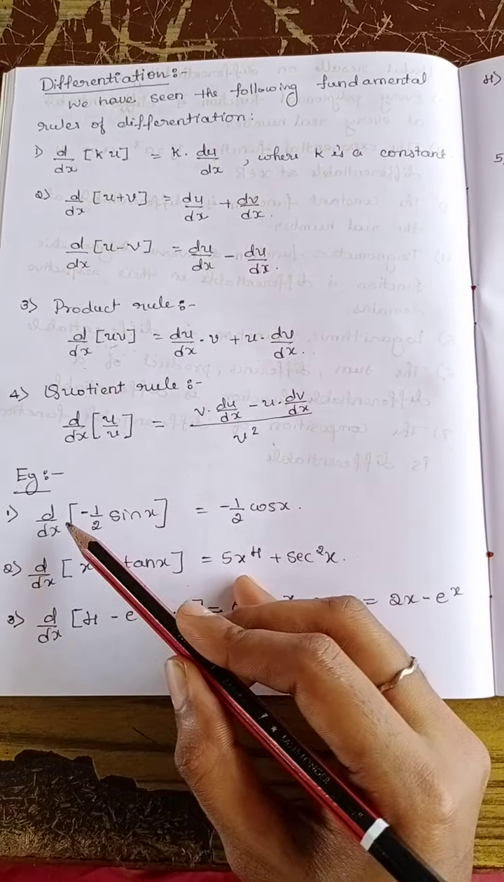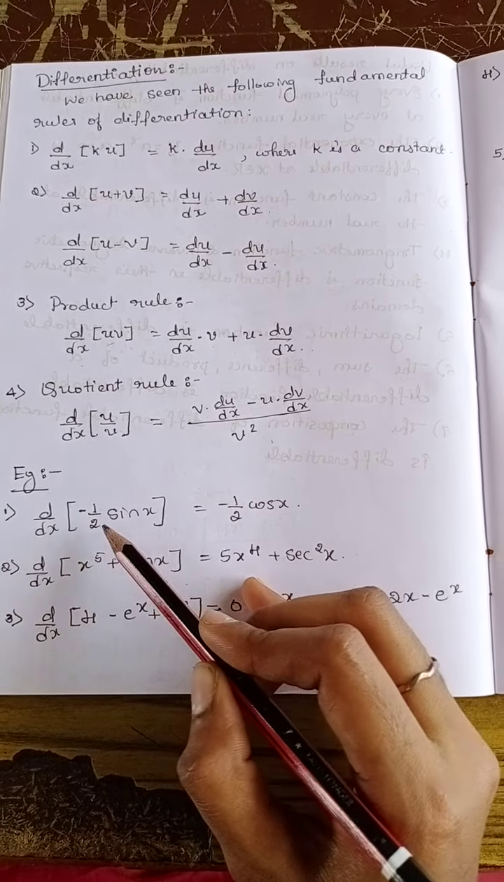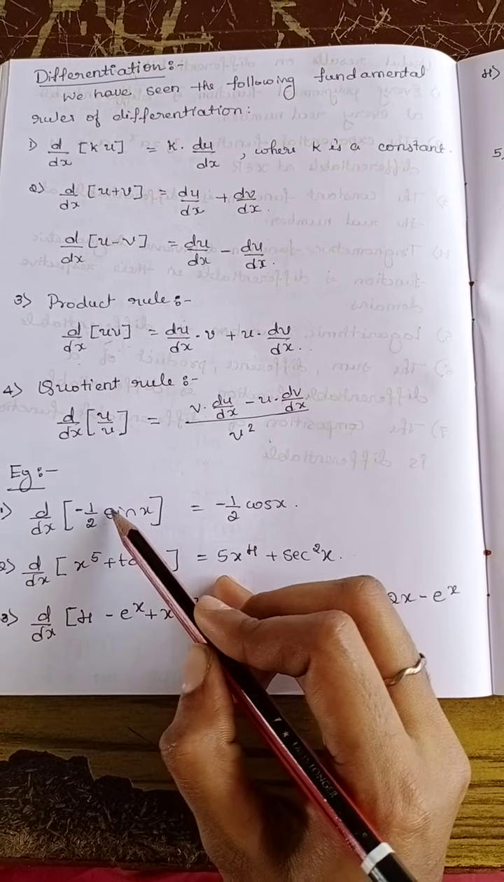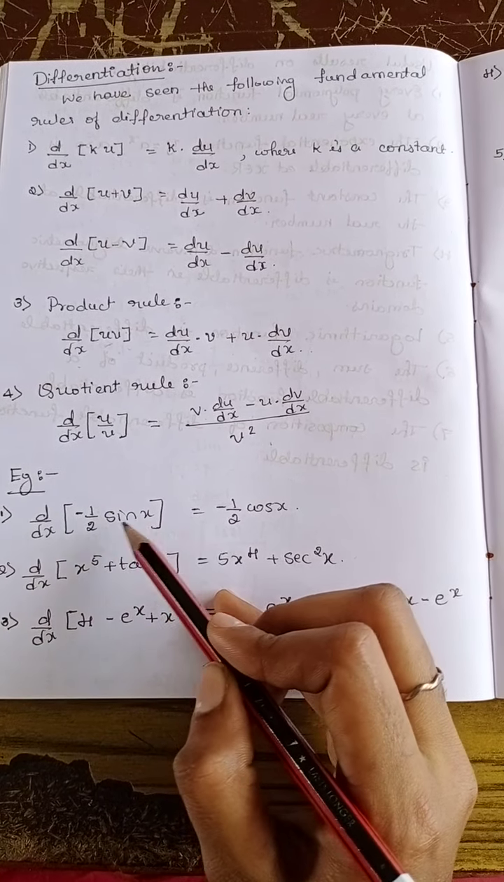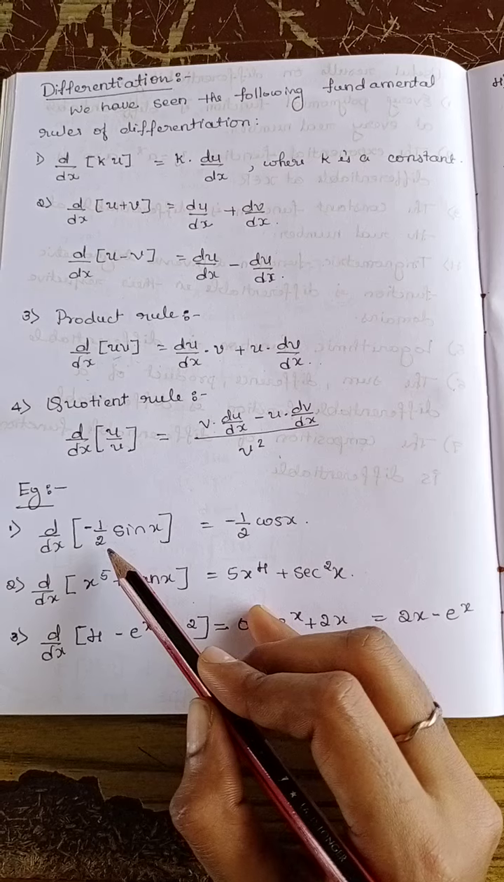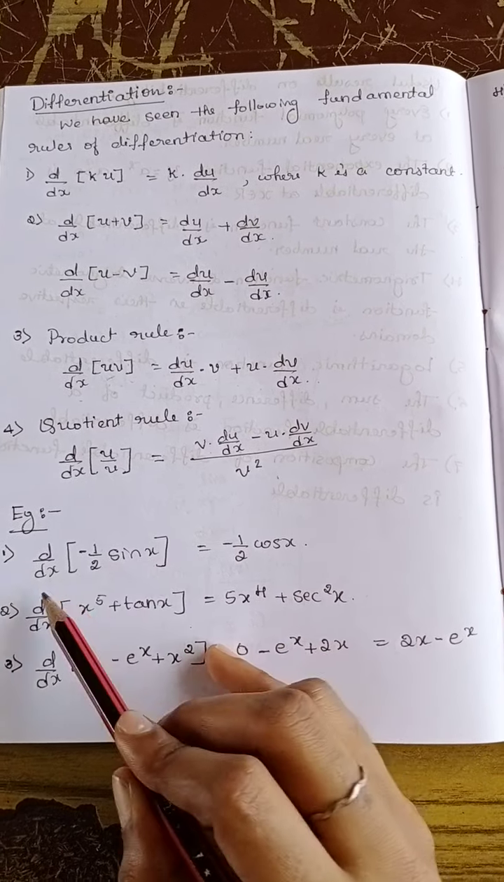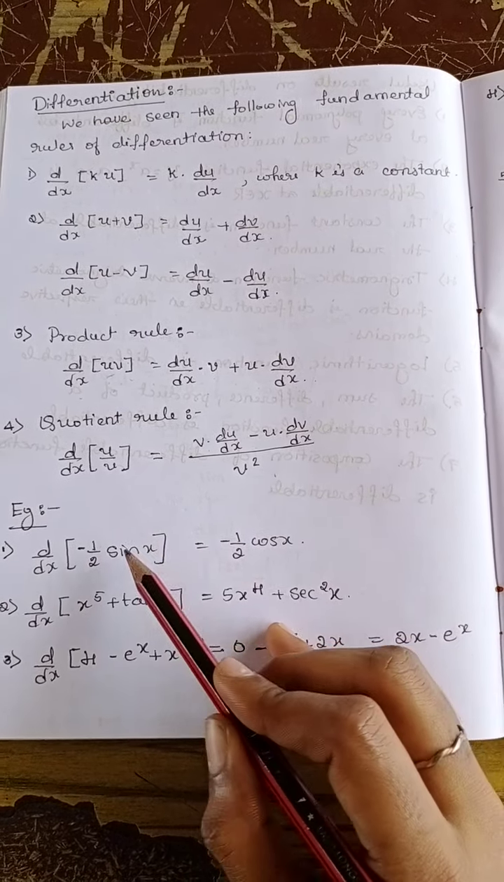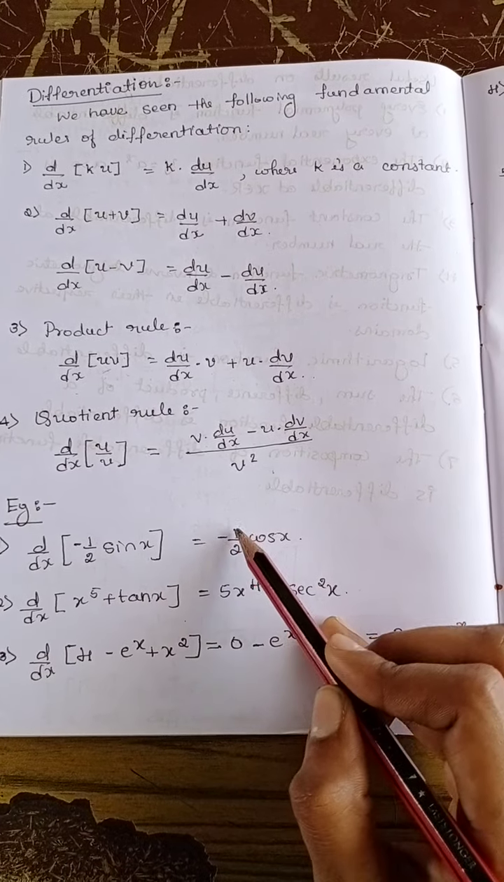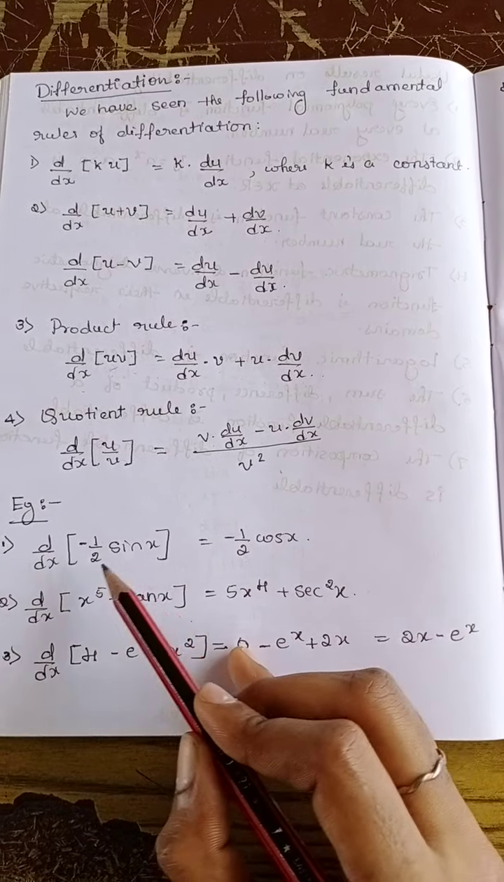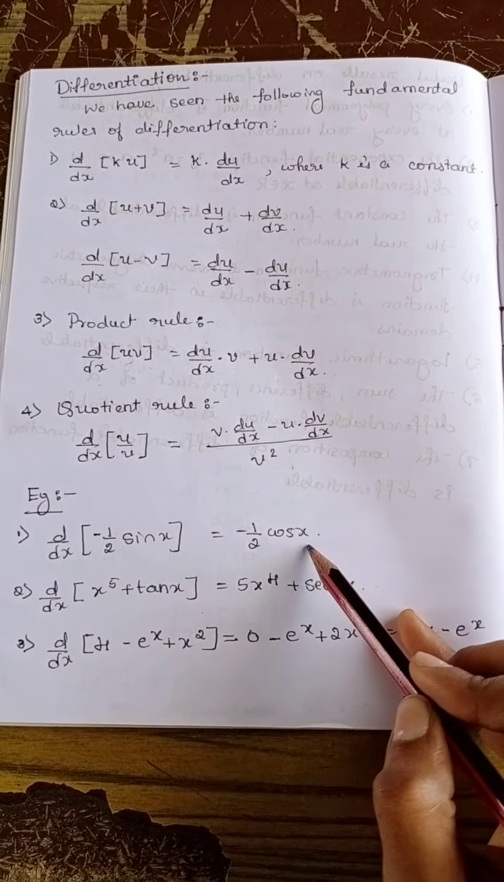In the first one, d by dx of minus 1 by 2 into sin x. Here minus half is a constant, therefore this is in the form of d by dx of k times u. Differentiation is equal to k into differentiation of u, that is k is minus half, into differentiation of sin x is cos x.